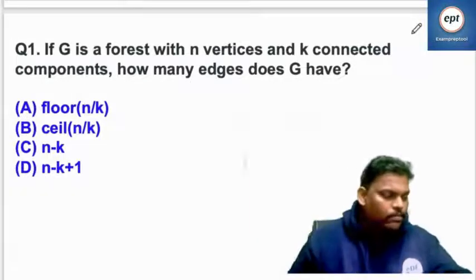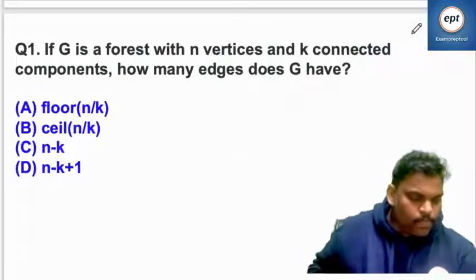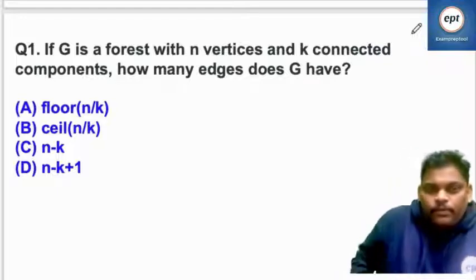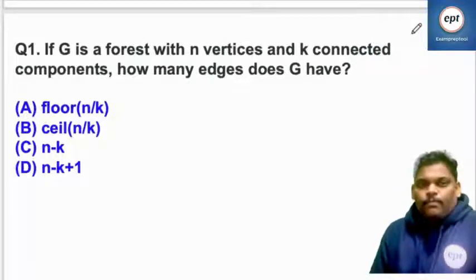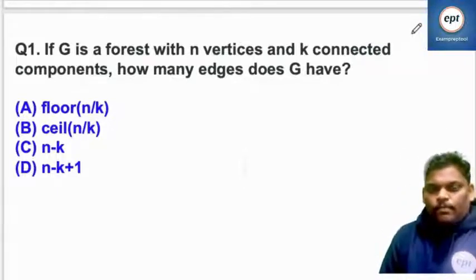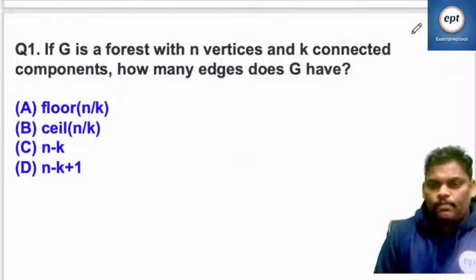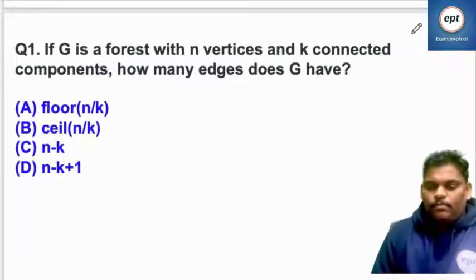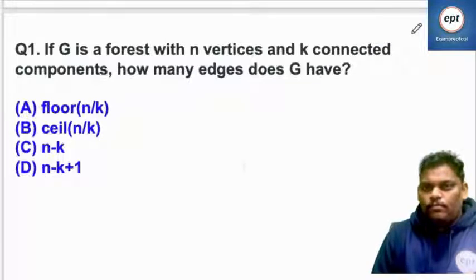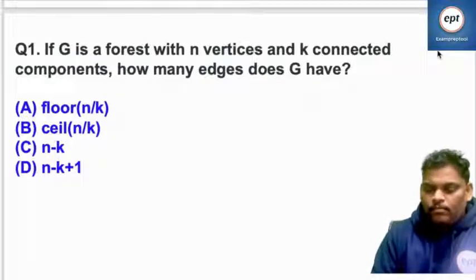So what is the answer? What is the answer for this?